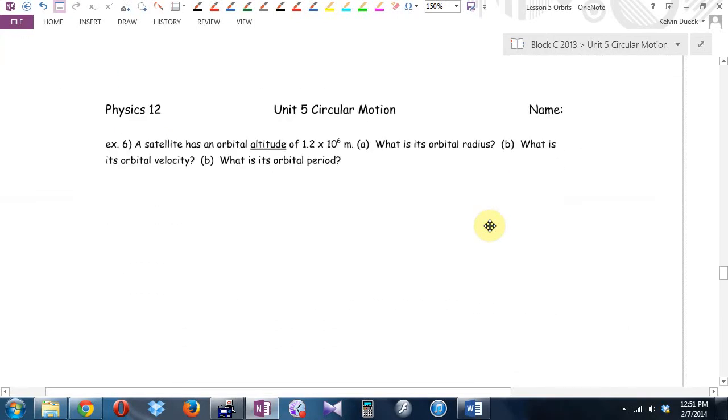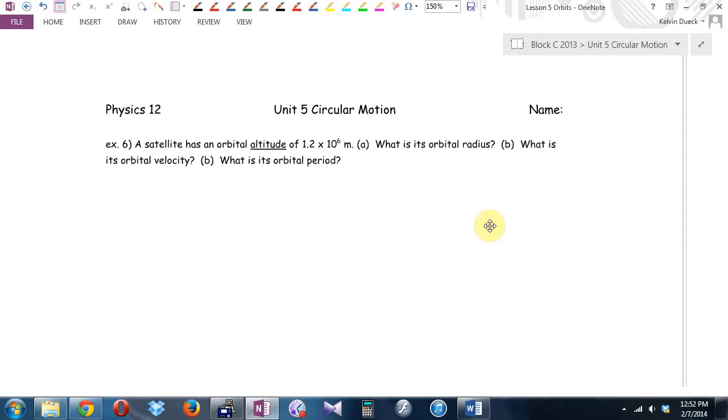Example 6. By the way, I think for all these questions, I like these questions in that on your test, you're either going to be given the altitude or the radius and find the velocity or the period, or I'm going to give you the velocity and say find the altitude or the radius or the period, or I'm going to give you the period and say find the velocity, the radius, or the altitude. Okay? So what word did I underline in this question here?